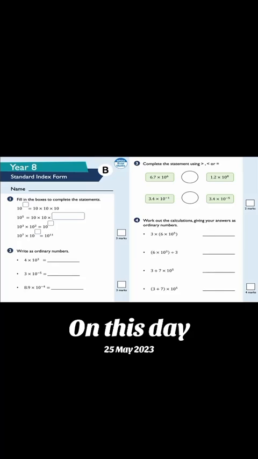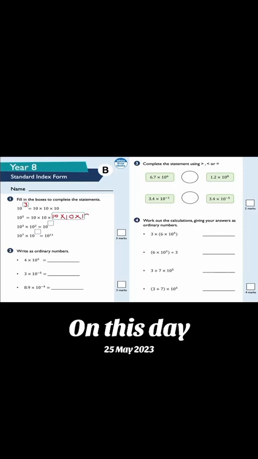10 to the power of something is 10 times 10 times 10. Well, I've got 3 10s there, so it's going to be 10 to the power of 3. I pronounce that as 10 to the power of 3, or you might hear teachers say 10 cubed. This is my power or exponent, so this is what I raise it to. Next one, 10 to the power of 5 is 10 times 10 times 10 times 10 times 10. So I do that 5 times.